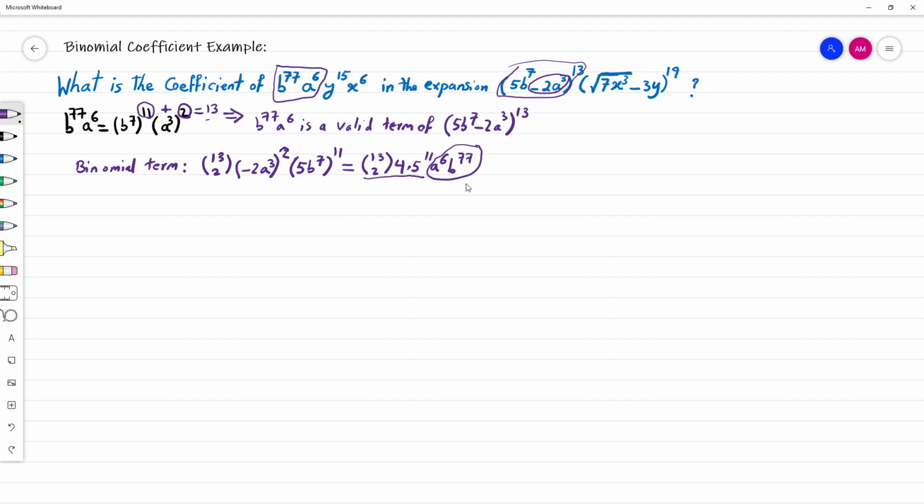So let's keep this in mind for now, and let's move on to the next one. So this would be basically the binomial coefficient.